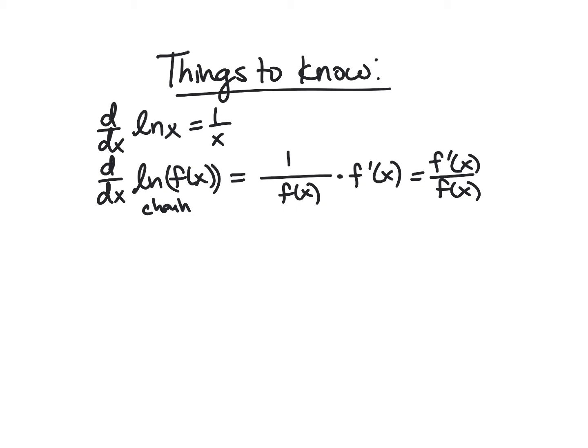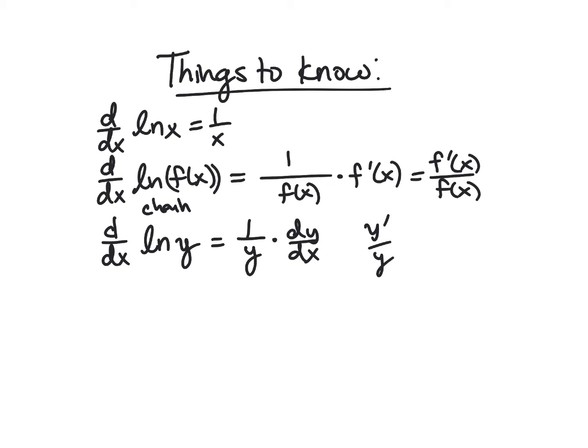And finally, what's going to be most useful for us, since we just talked about implicit differentiation, is that if y is some implicit function of x, then the derivative of the natural log of y is going to be 1 over y times dy dx. Or you might see it as y prime over y. All right, so those are some derivative properties.